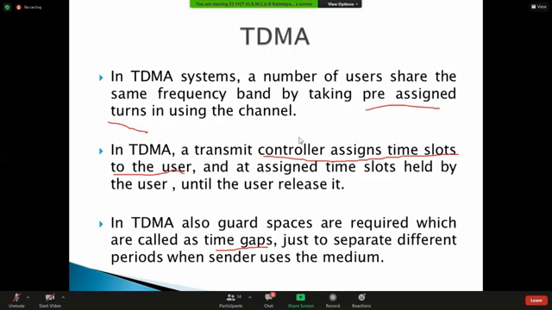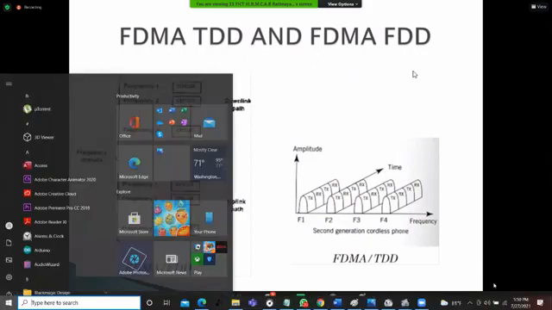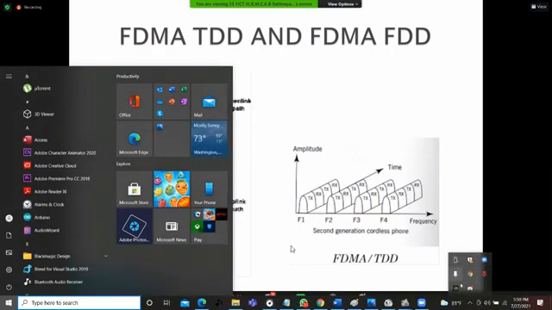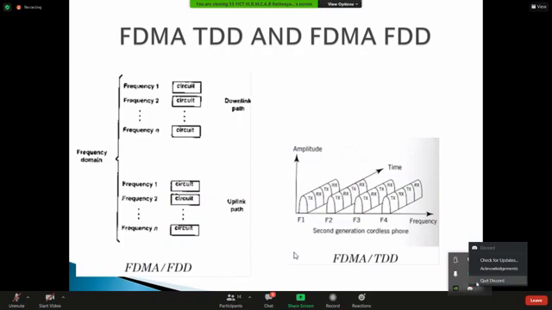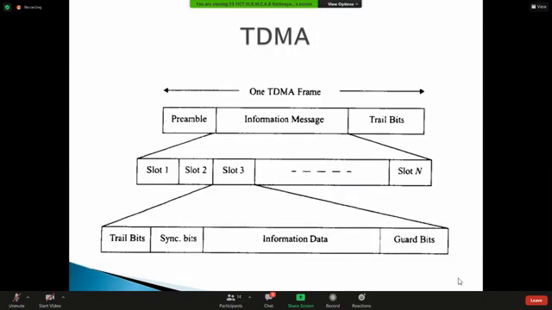Then we have incorporated the time division duplexing and multiple access techniques together. FDMA වල TDD technique එකක් තියෙනවා, FDMA FDD technique එකක් තියෙනවා. So you can read this further, and if you have any confusions you can ask me. Okay, TDMA frame.